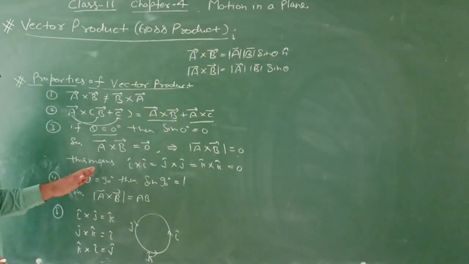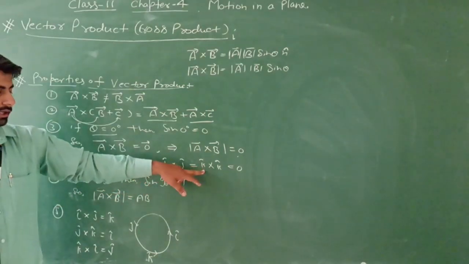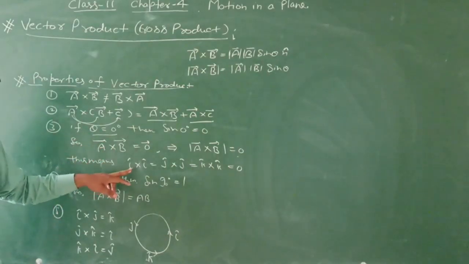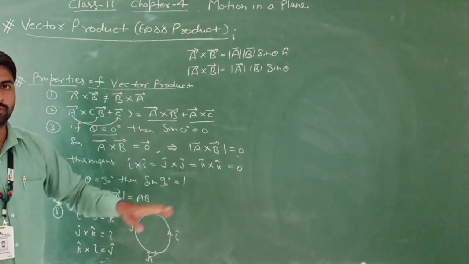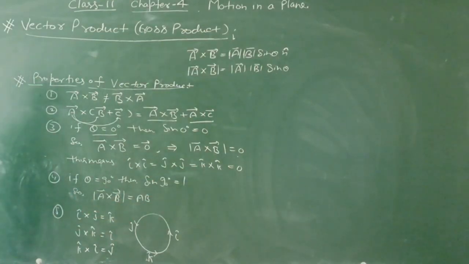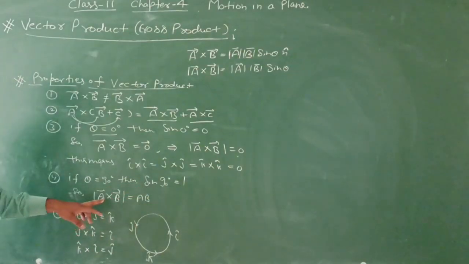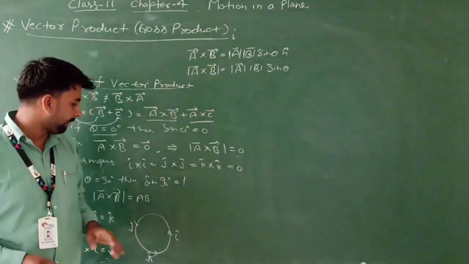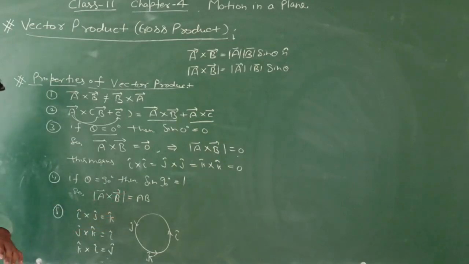As we know, the angle between i cap and i cap, j cap and j cap, and k cap and k cap is also 0. So according to this property, i cap cross i cap, j cap cross j cap, and k cap cross k cap are equal to 0. Next, if theta is equal to 90 degrees, then sin 90 is equal to 1, so the magnitude of A cross B is equal to A times B.